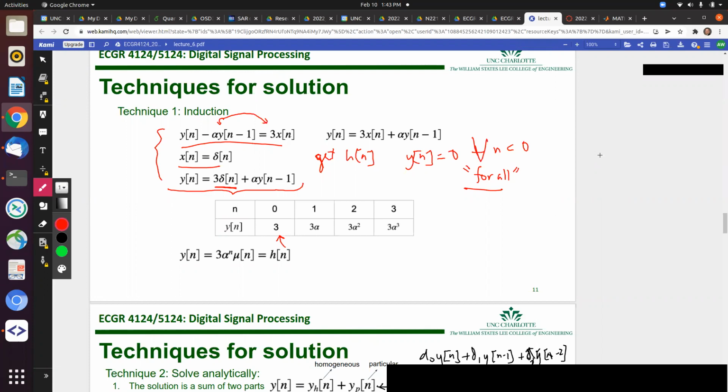So you generally see that you'll get 3 alpha to the n times u of n as the output, by induction. By just looking at the pattern, it starts at 0. So that's how you get the u of n.